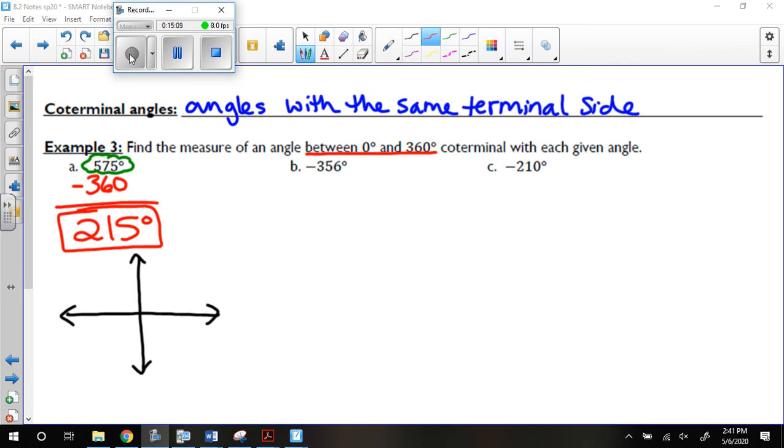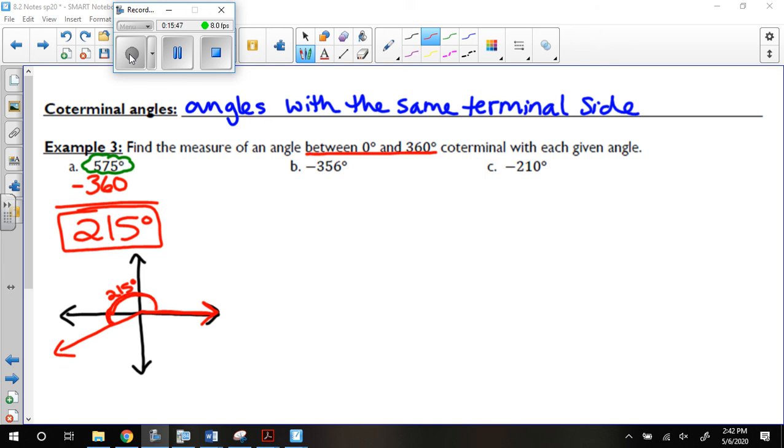If I put my initial side where it's supposed to be, on my positive x-axis here, and go up, that's 90. If I keep going, that's 180. Now 215 degrees is 35 degrees more than 180. So if I go a little bit more than a third of the way into this quadrant, that's approximately where 215 degrees would be. Okay, so 215 degrees is the red angle.